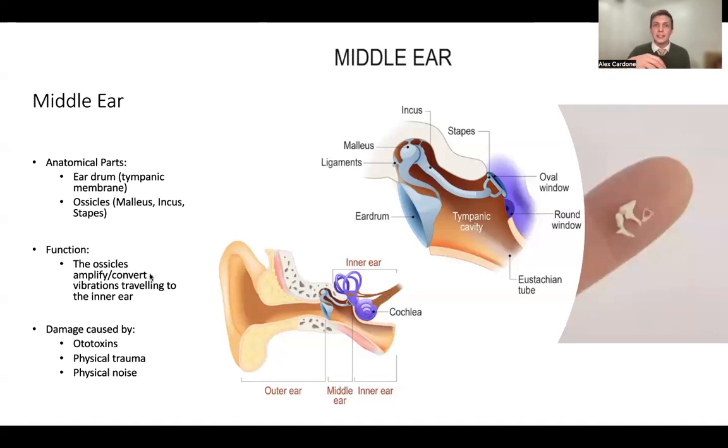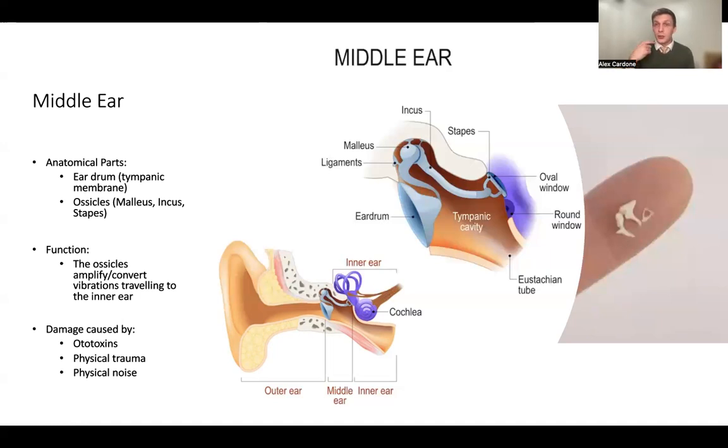So again, the function of this is to transfer those vibrations to the ossicles so that they can be amplified and converted and thus travel into the inner ear for better interpretation. Damage to these systems within the middle ear could be caused by ototoxins, physical trauma, or physical noise itself. Very loud noises could cause these to stiffen up and not respond very well. Same thing with physical trauma. I think a very common thing that we hear is don't stick a Q-tip in your ear.